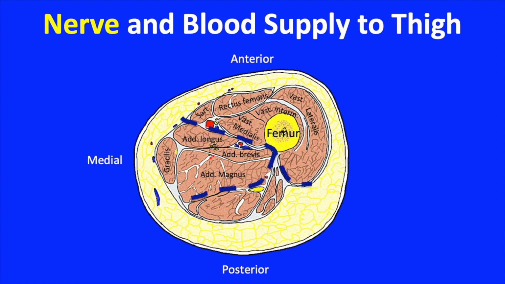Here, for example, we have drawn the 3 compartments found in the thigh, in anterior, medial, and posterior compartments. What innervates the muscles found in the anterior compartment? The femoral nerve. What innervates the muscles found in the medial compartment? The adductors of the thigh. The obturator nerve. Finally, what innervates the muscles of the posterior compartment? The sciatic nerve.